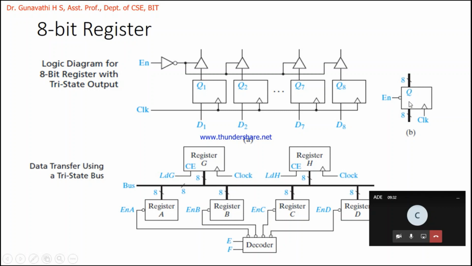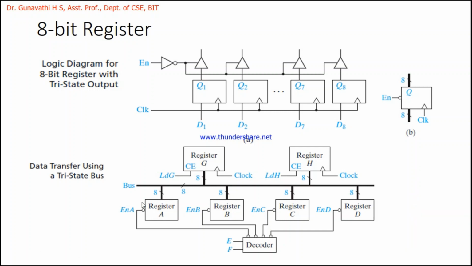Now, this type of representation, we are going to use here. We have 4 registers at the input: A, B, C, D are the 4 registers. Each of these is 8 bits. We have 2 registers at the output, and we have a bus driving these outputs to the next level.